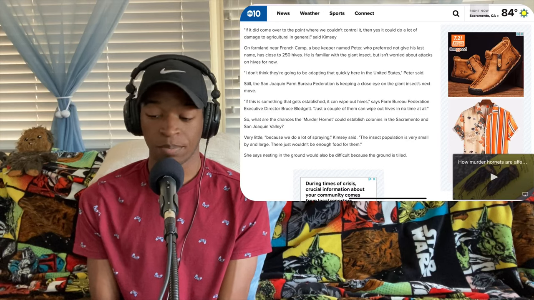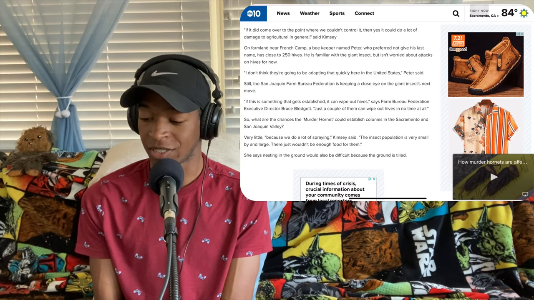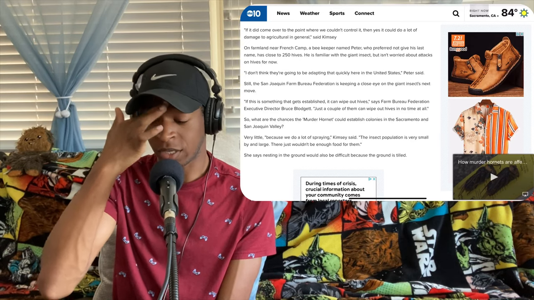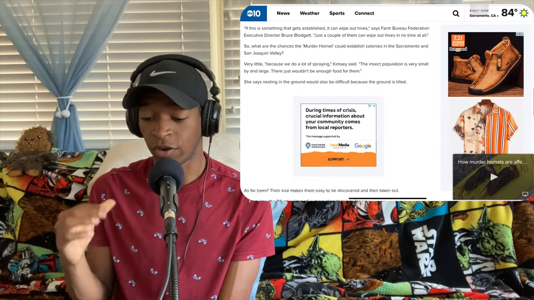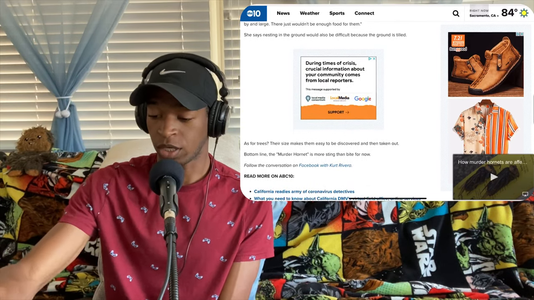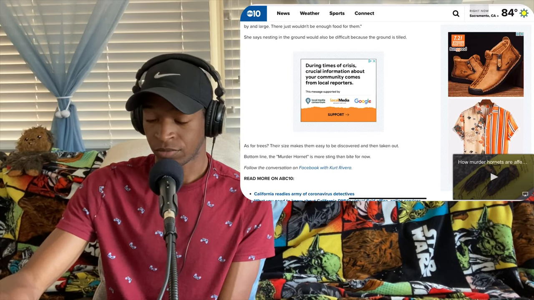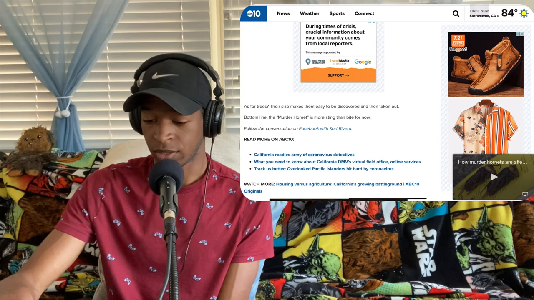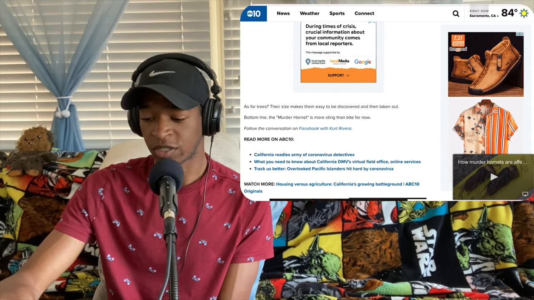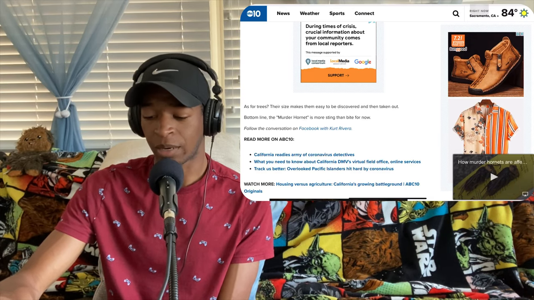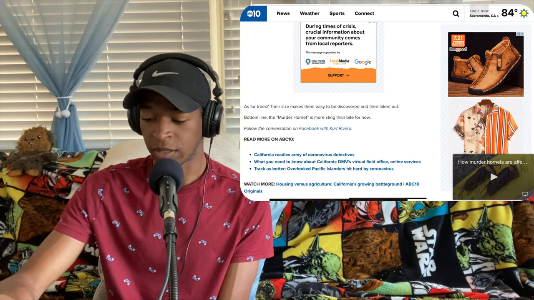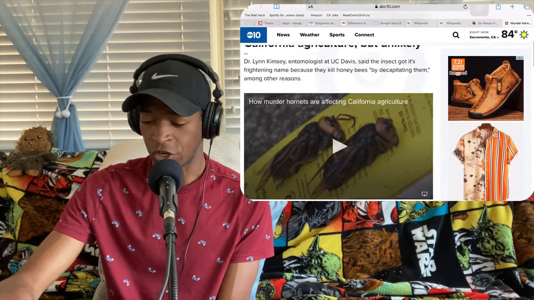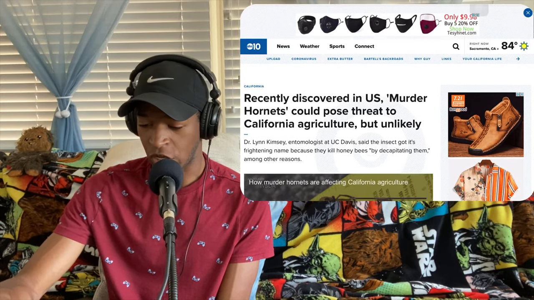So what are the chances the murder hornet could establish colonies in the Sacramento and San Joaquin Valley? Very little, because we do a lot of spraying, Kimsey said. The insect population is very small by and large. There just wouldn't be enough food for them. Okay, she says nesting in the ground would also be difficult because the ground is tilled. As for trees, their size makes them easy to be discovered and then taken out. Bottom line, the murder hornet is more sting than bite for now. I've been Kurt Rivera with ABC 10 News.